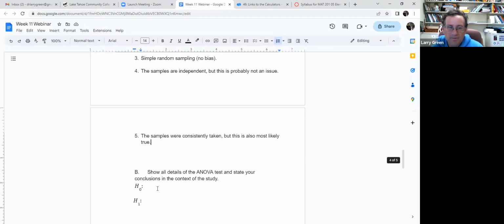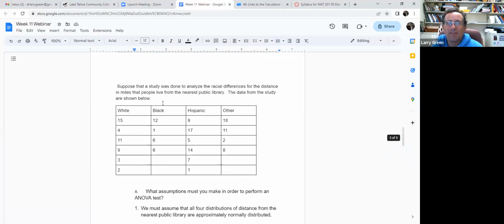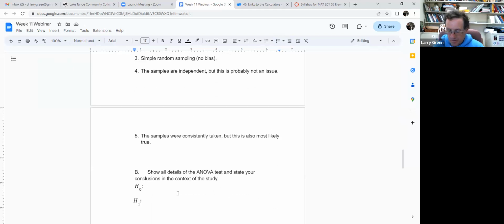Okay, so now show all the details of the ANOVA test and state your conclusions in the context of the study. Okay, so we got to start with H0. What is the null hypothesis? And again, we have whites, blacks, Hispanics, and other. What's the first letter I should use of H naught?